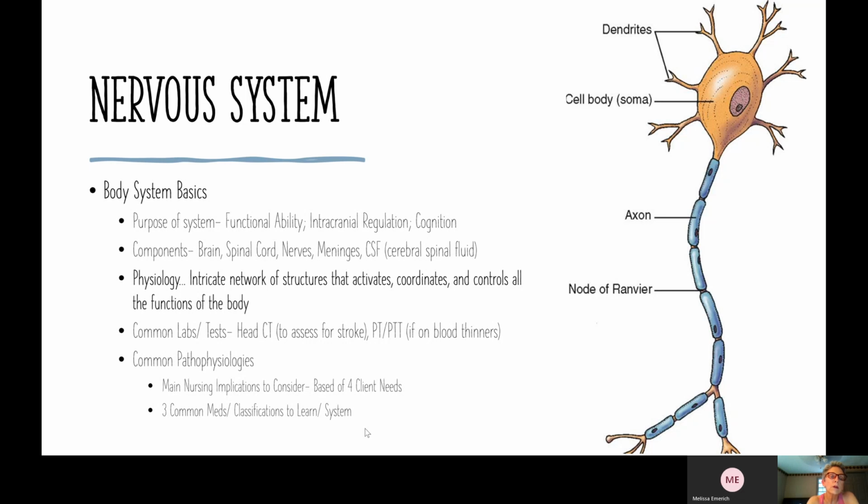So when we're talking about common labs, especially if you're thinking along the lines of trauma to the brain, whether it's a stroke or a traumatic brain injury, you're going to look at a head CT to assess for stroke and or TBI. And then also PT and PTT if patients need to be on blood thinners. Now, obviously, if they've had a hemorrhagic stroke, meaning there's been bleeding into the brain, we're not going to want to put them on blood thinners, are we?